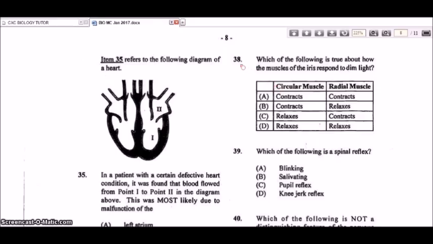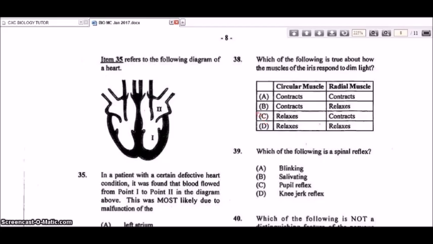Question 38, which of the following is true about how the muscles of the iris respond to dim light? So generally in dim light you would expect the pupil to get bigger, and remember the iris controls the opening of the pupil. So the circular muscle of the iris is going to relax while the radial muscle would contract. So that causes the pupil to dilate, to get bigger.